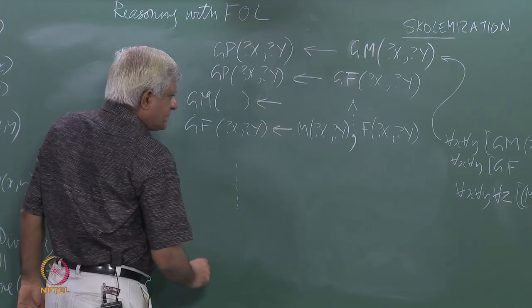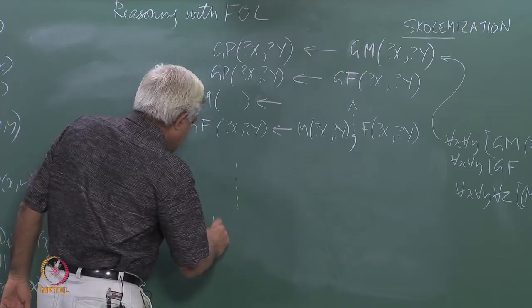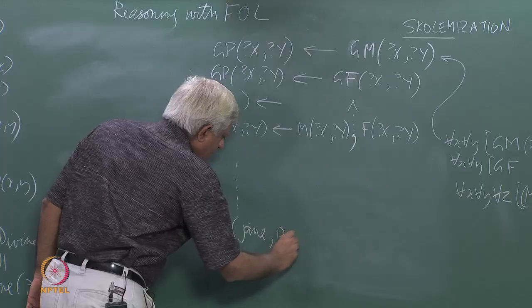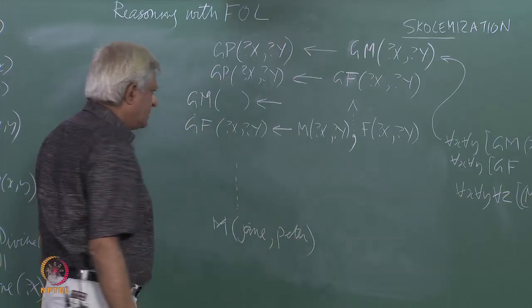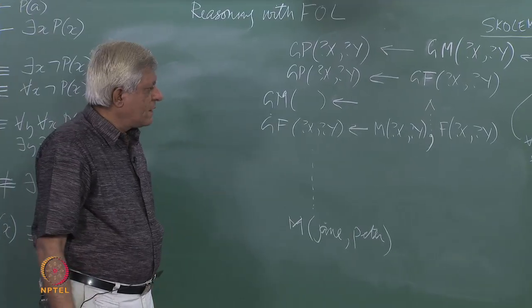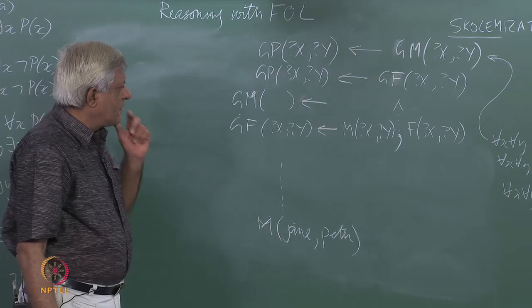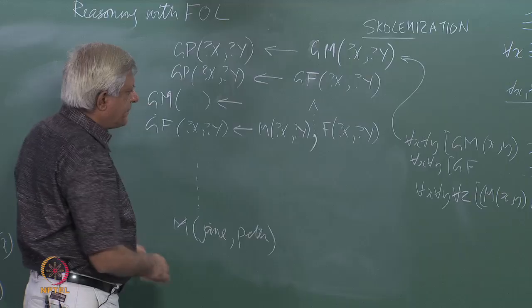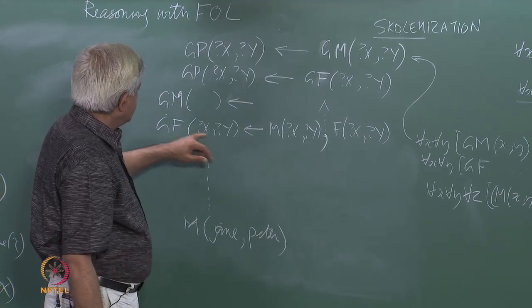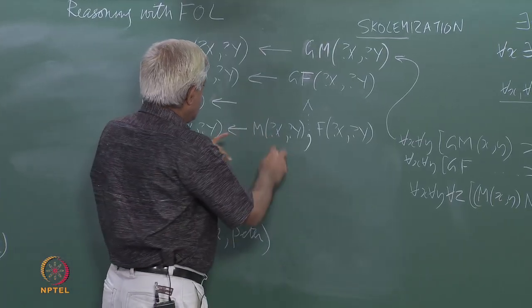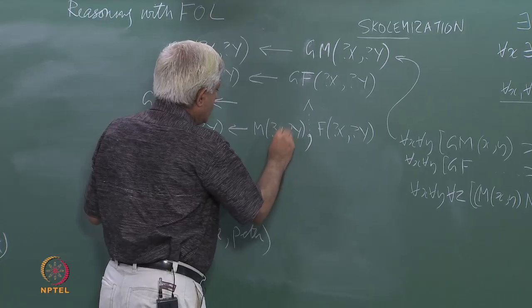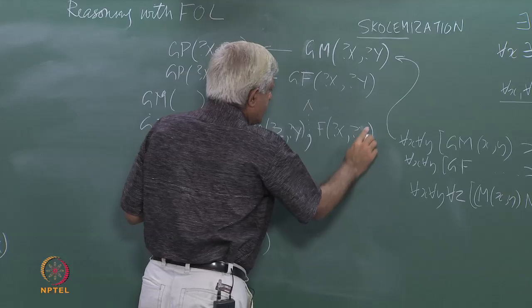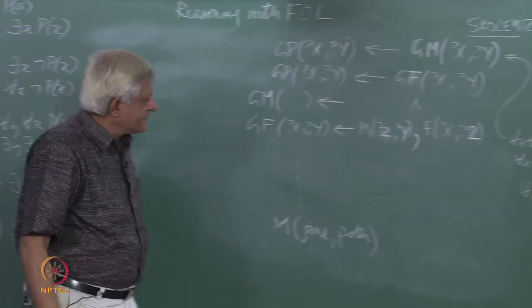Somewhere down there I would have, let us say, mother Jane Peter, sorry, it should be Z. X is the grandfather of Y, so Z is the mother of Y and X is the father of Z. Okay, thanks.